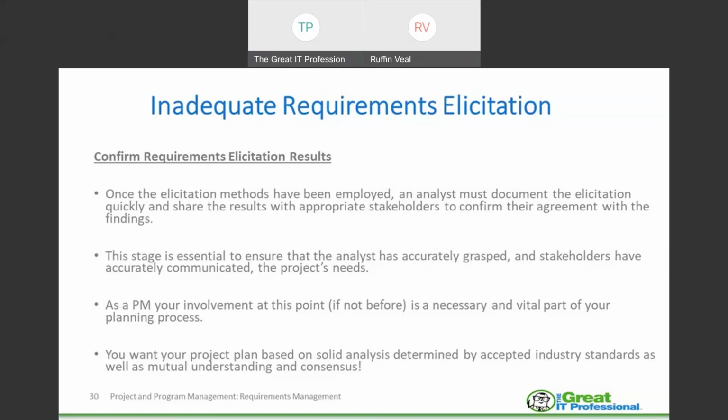Because when the business analysts and you work together and you gather the information, you're going to have a meeting or a series of meetings with stakeholders. And in those meetings, you're going to determine, yes, this is what we've gathered. Is this what you expect? You want their sign off. You want it to be accepted, and you want mutual understanding and consensus from those involved.